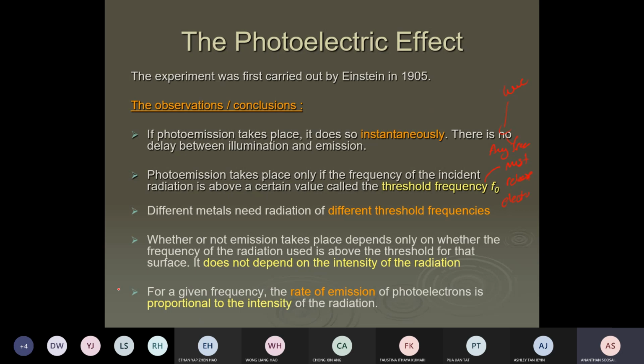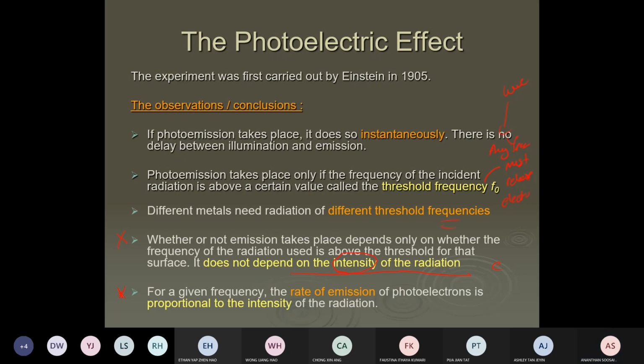And the third one is the last point. For a given frequency, the rate of emission of the photoelectrons is proportional to intensity. The fourth one: whether or not emission of electrons takes place depends only on whether the frequency of the radiation used is above the threshold for that surface. It does not depend on the intensity of radiation. The release of electrons has nothing to do with intensity. It has something to do with frequency.